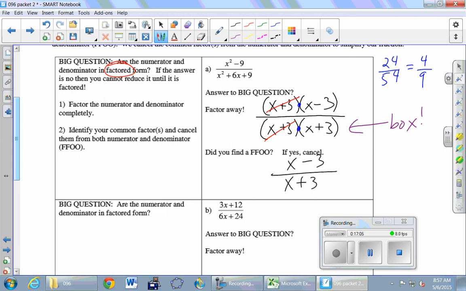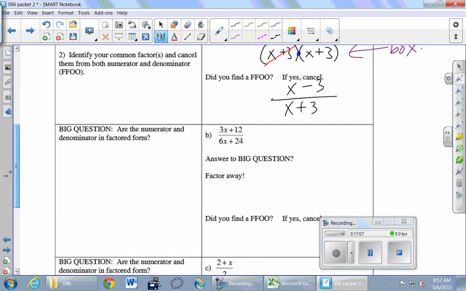Okay, part B, 3x plus 12 over 6x plus 24. Can I cancel 3 and 6? No. Can I cancel x? Can I cancel 12 and 24?